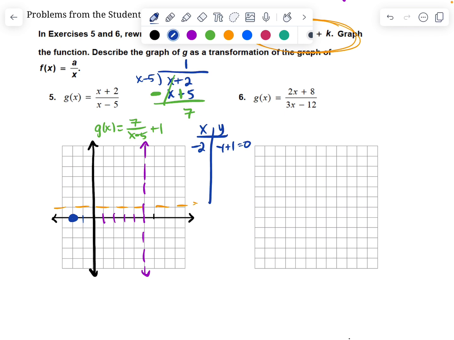All right. I'm going to substitute in -4. Nope, +4. Because that's going to give me 7 over -1. So it's going to give me -7 plus 1. That's going to give me -6. So 4 is at 1, 2, 3. I'm going to go by 2s. 2, 4, 6. All negative. So we're going to be right there. Okay. Now I've got one branch over here.